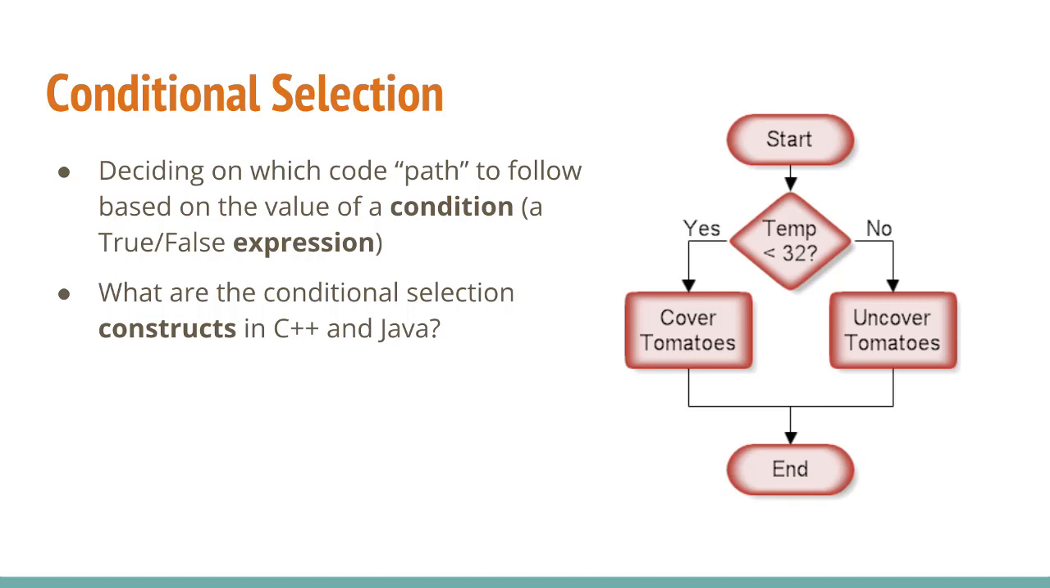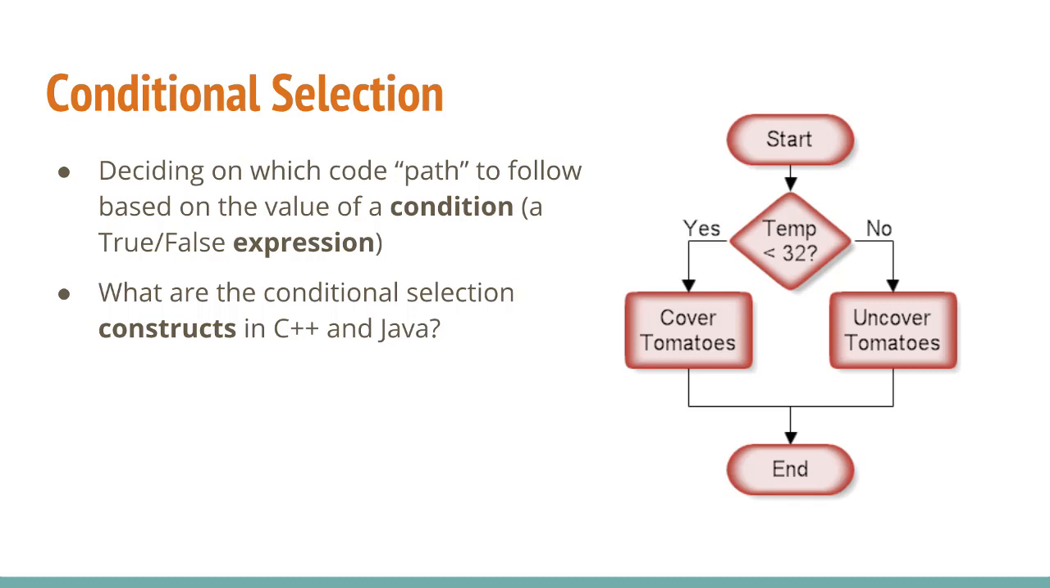Now, based on the result, you follow a different pathway, and you perform a different next step. For example, if the temperature is indeed less than 32, you cover the tomatoes. If the temperature is not less than 32, you uncover the tomatoes. Now, each of them lead to a common end, as we can see by following the arrows to its logical conclusion. So what are the conditional selection constructs in C++ and Java?